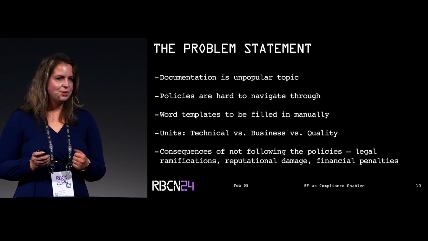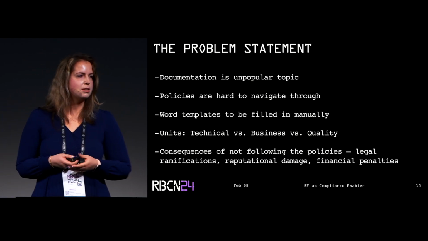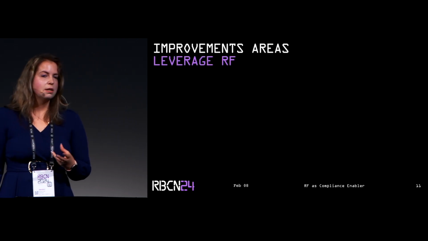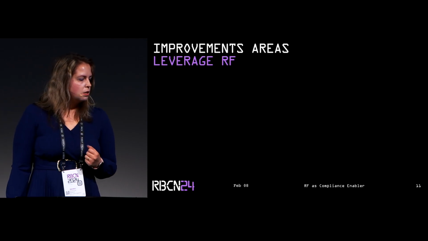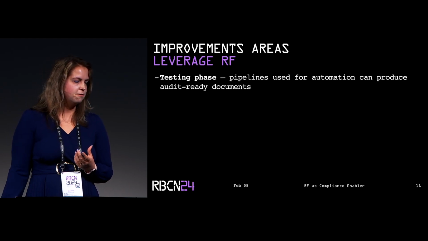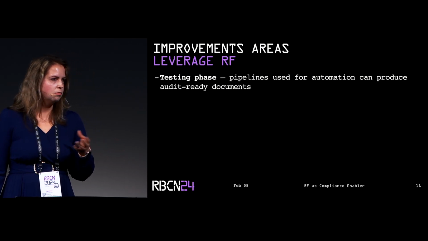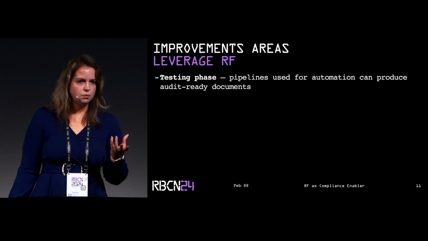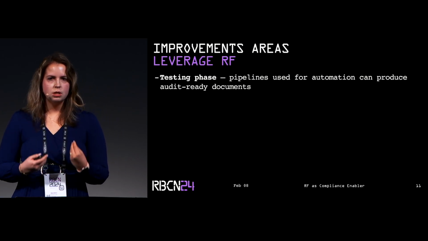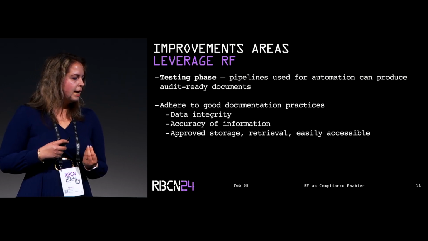So let's see if we can find some way to improve at least a little bit of this whole SDLC, and how we can leverage Robot Framework to do that. We started with the testing phase, because in the testing phase, if you are using Robot, you basically run some pipeline, which is used for the automation, and then the pipeline can actually produce at least a part of the documentation for you.